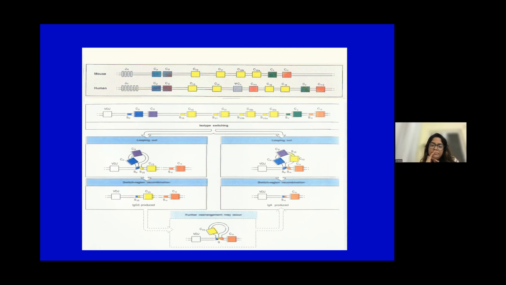Okay. And C alpha, you can see, is at the end of the chain, right? It is like the last one. You have C gamma 3, gamma 1, 2B, 2A, epsilon, and C alpha. Alpha encodes for IgA, right? So in order for B cells to make IgA, this entire sequence in the middle has to be eliminated. So this C alpha has got to come adjacent to VDJ. So what happens? Some B cell activation signal would induce a transcription factor which binds to the S signal sequence of IgA, of S alpha, right?